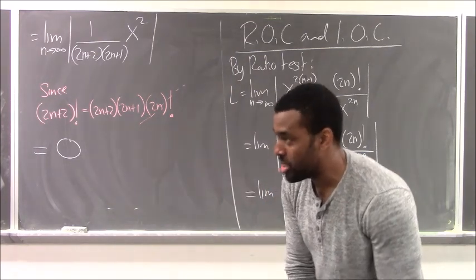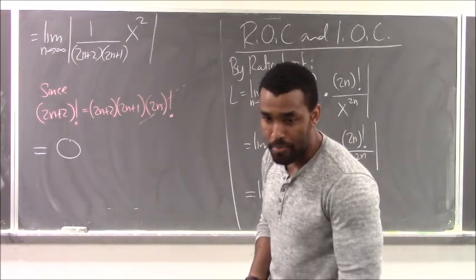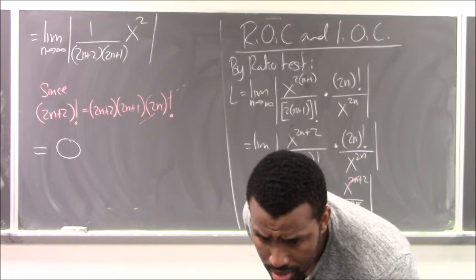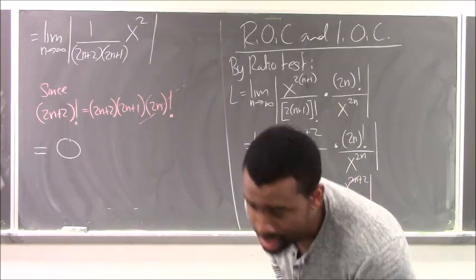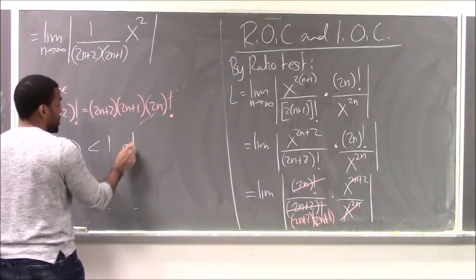No, it's not inconclusive. Remember, the ratio test is only inconclusive if the limit gives us 1. Right, 0 is less than 1, so what does that mean? This is less than 1 pretty much always, right?